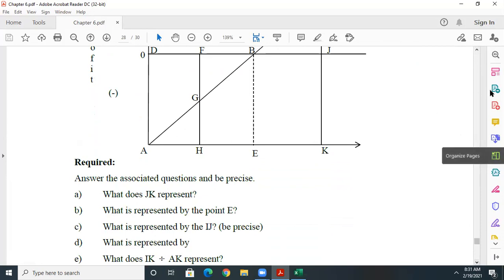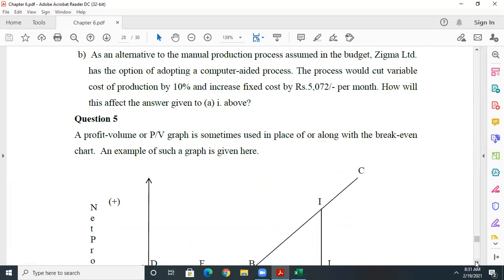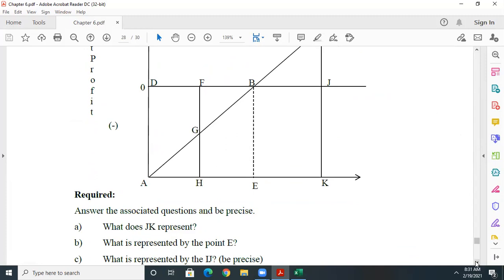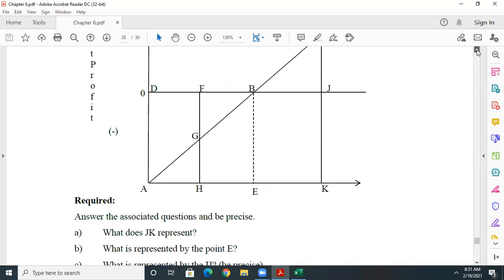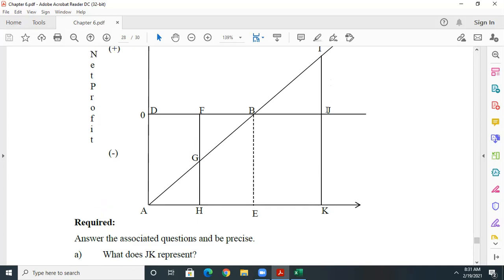Okay. So let us look at one question together, then you may understand how it works. There it asks first, what does JK represent? You can see that here JK represents what? So in a profit chart, what does this JK represent? What is that?